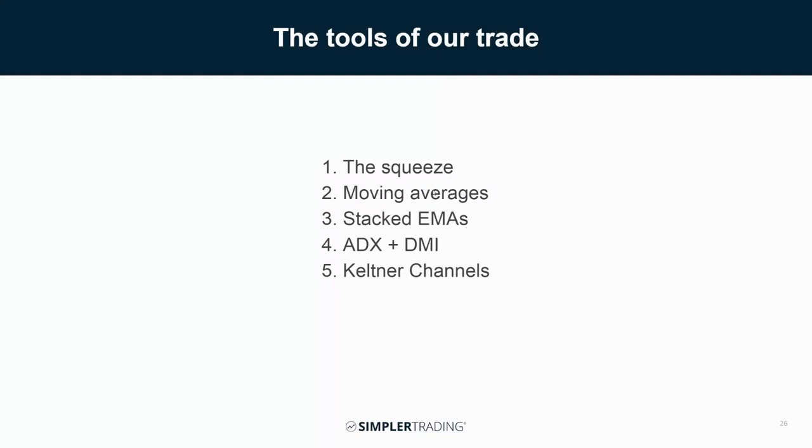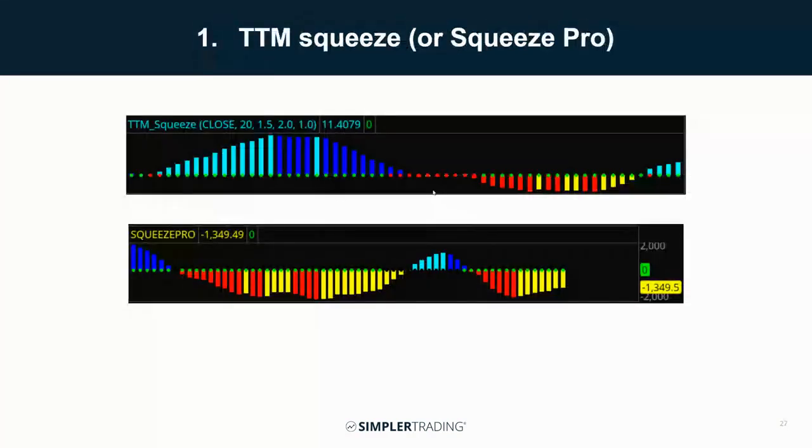So as far as everything that goes into our buy or sell signal, everything that goes into the Big 3, as far as the ingredients, the indicators, it's the squeeze, the love of my life, the moving averages, the stacked EMAs, ADX and DMI, and then the Keltner channels. That's it. On their own, yeah, moving averages are helpful. Stacked EMAs are really helpful. ADX and DMI, aka the 10x bars, really helpful. It's the combination that makes it really, really powerful.